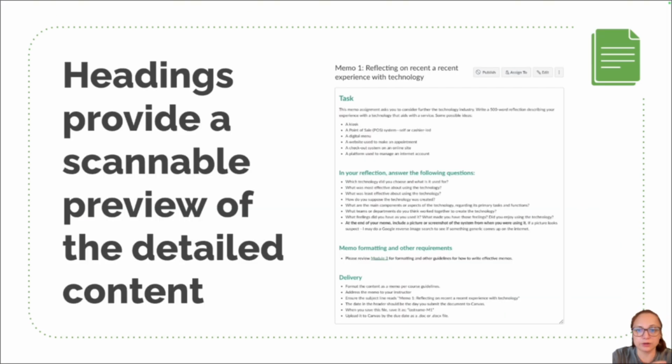Here's an example that you can find right in Canvas on how headings are visual tools that aid the reader in getting a glimpse as to what the full content is going to be about. So this is your Memo 1 assignment, and you get an idea of each of these major sections based on those green headings that precede the paragraph text.